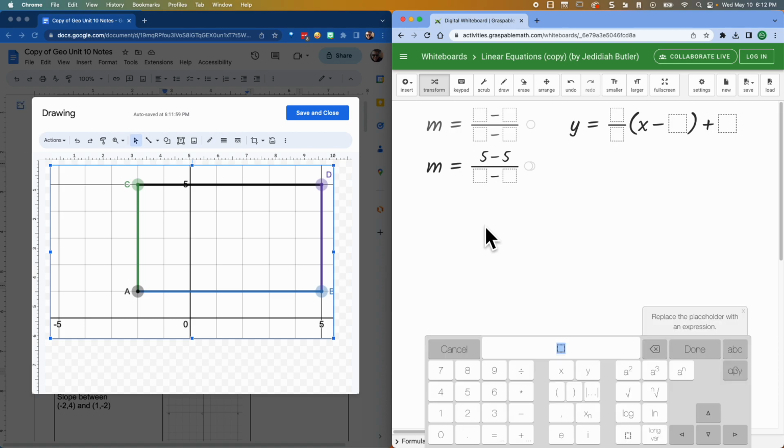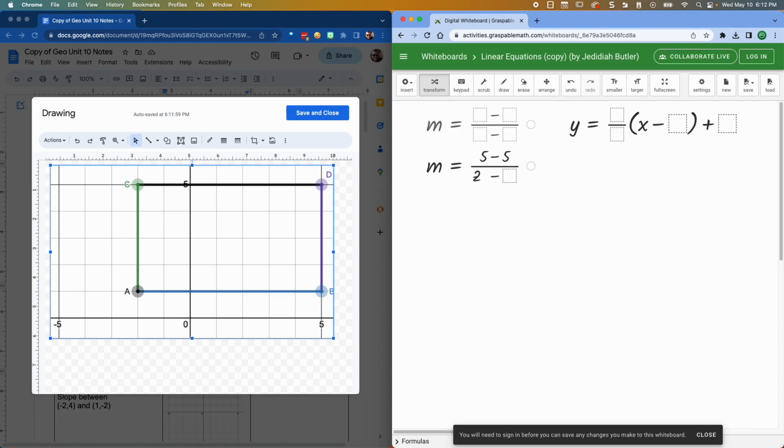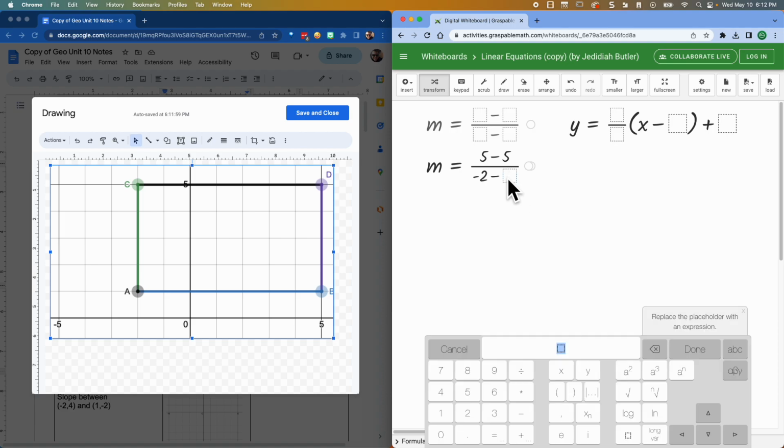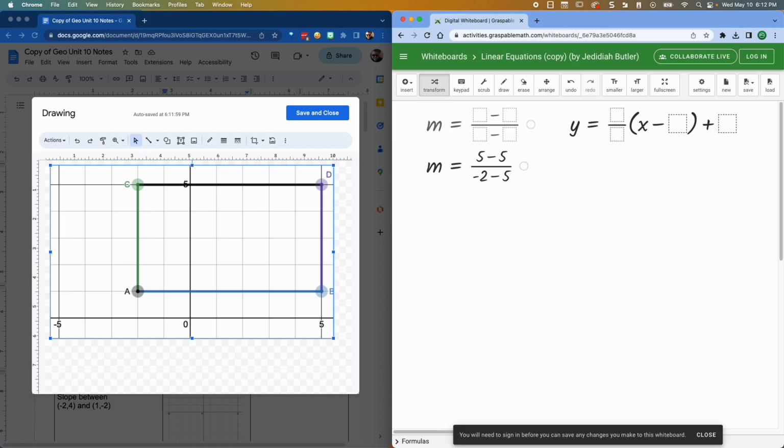But for my run, I started at -2, and I went to 5. So I'm going to fill this with -2 and go all the way to 5. Now when I think about this distance, it's 0 over -7, or you could have said 7. It doesn't really matter positive or negative in this case, but that's just 0. So that's a 0 slope.